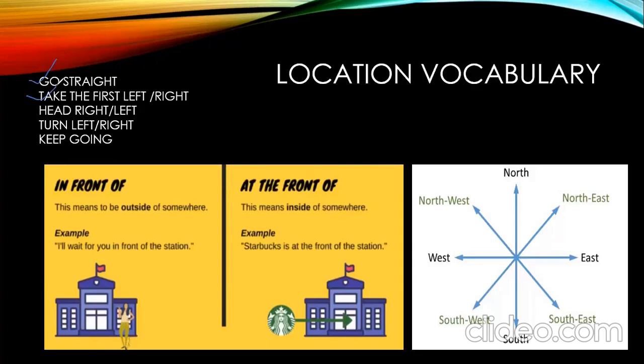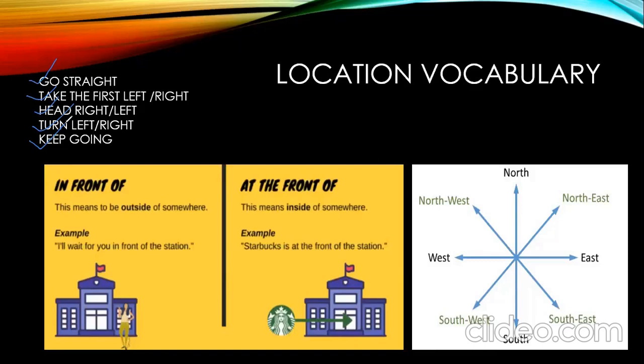So I hope everyone is clear कि take the first left. First left मतलब वहाँ पर हमें दो positions नजर आ रही होंगी, और जो पहला left होगा वहाँ पर we need to go. So this is basically navigation जो हम अपने normal Google Maps में भी like we follow. Head right, head left, turn left, and keep going. So keep going, turn left, head right, head left. And the other words which are often used are in front of and at front of.